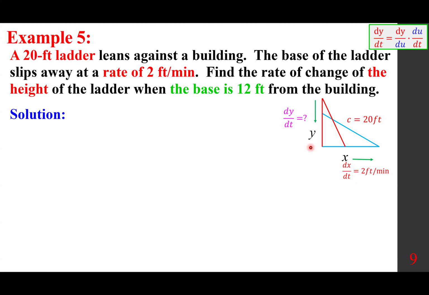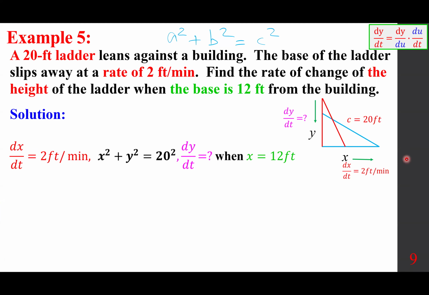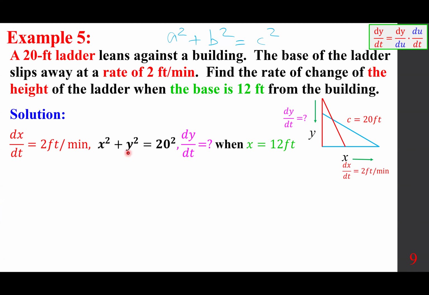So we write dx/dt is 2 feet per minute. This is 20 feet. dy/dt is a question mark. At what point? When the base x is 12 feet. So we know a squared plus b squared equals c squared. Therefore, x squared plus y squared equals 20 squared. And that comes from the Pythagorean theorem.